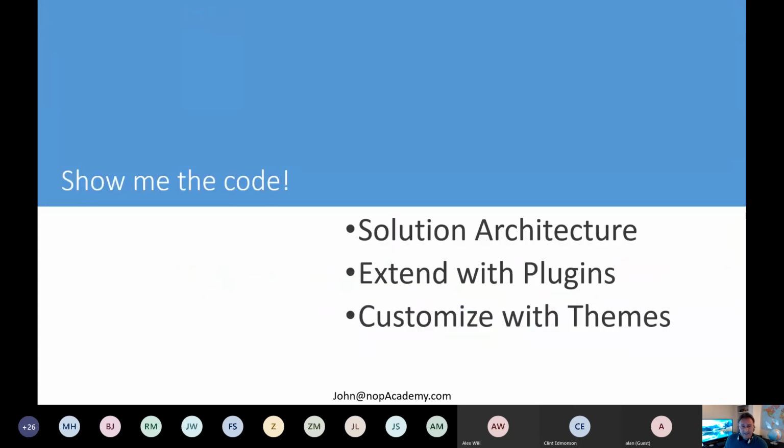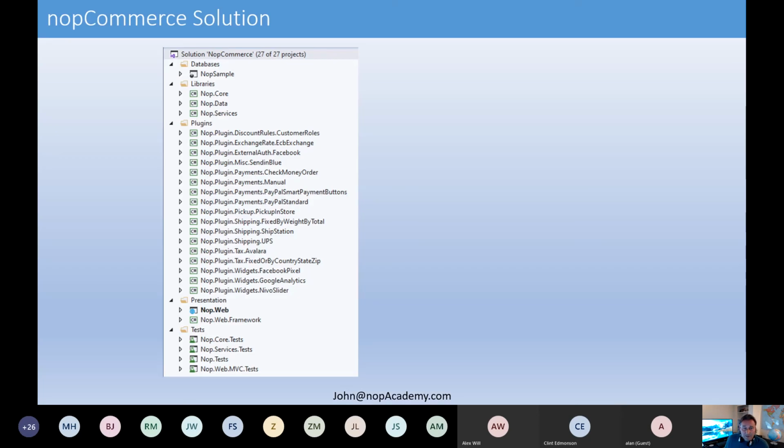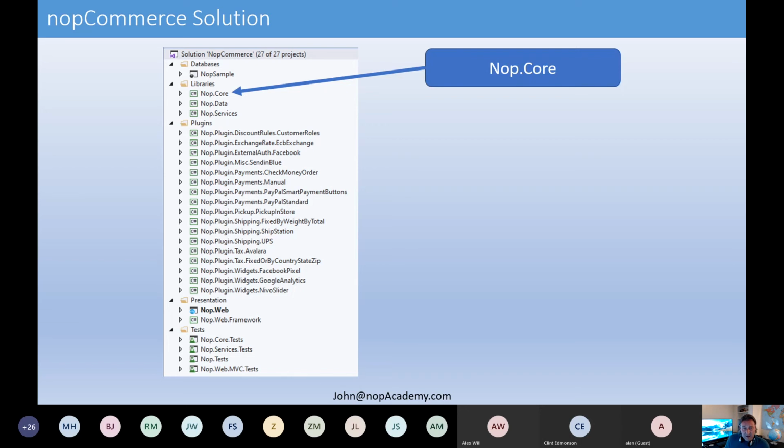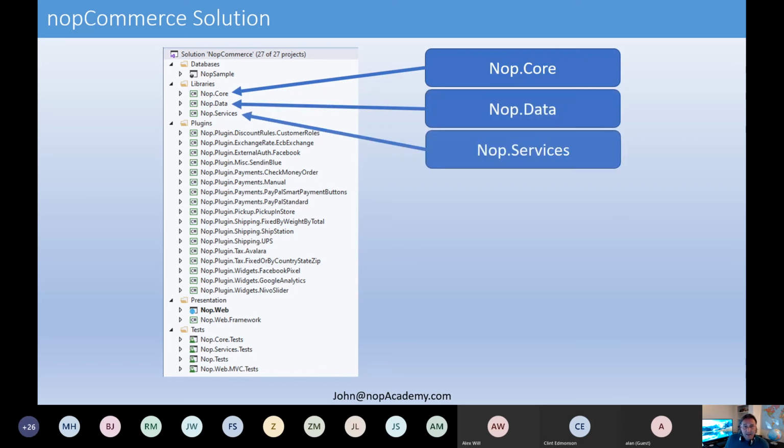All right, so let's dig into the architecture a little bit by looking at the solution itself, and we'll touch on how you can create plugins and customize with themes. In the solution, you have three basic libraries that make up a lot of aspects: nop.core, nop.data, and nop.services. Things are pretty well segregated for the purpose of those different libraries. Nop.web is where the storefront, as well as the administrator, resides.